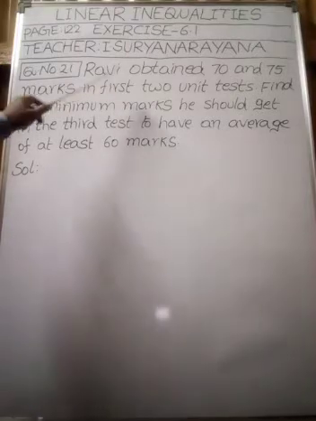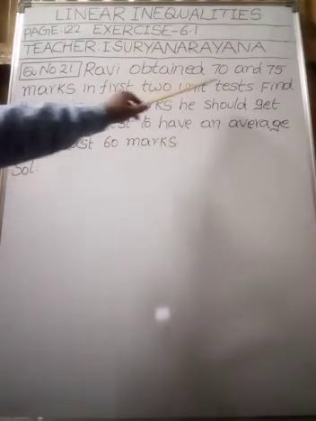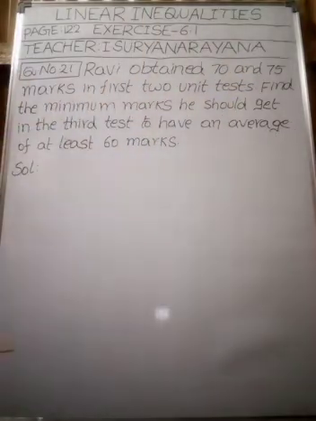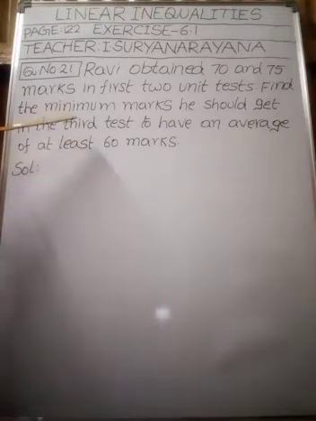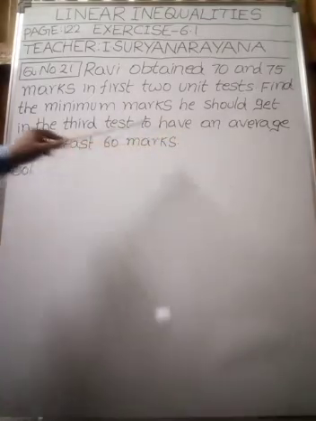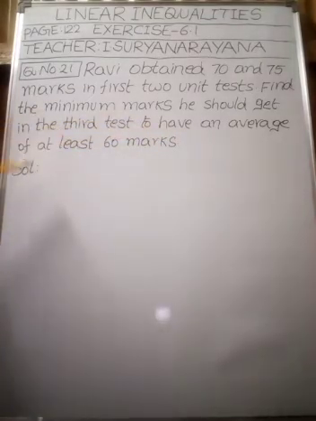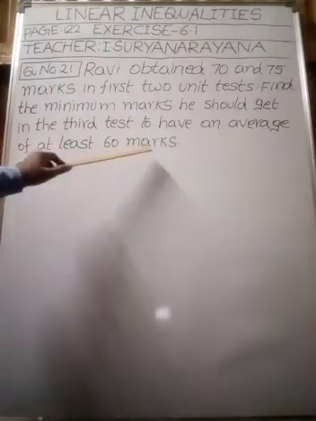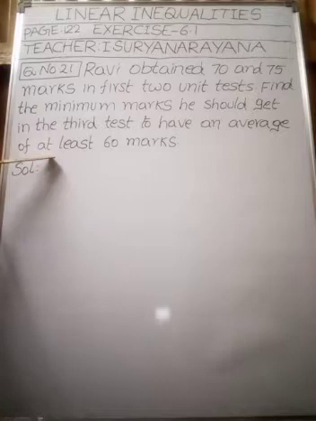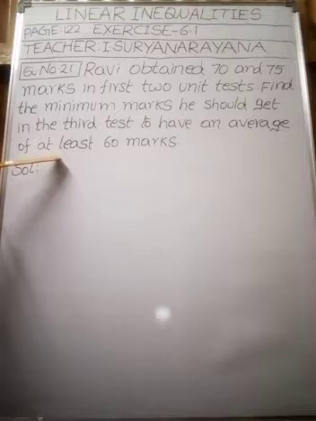He wrote two unit tests. He got 70 marks and 75 marks respectively in the first two unit tests. After that, we have to find the average of the three unit tests, but we don't know how many marks he got in the third unit test. But the average of the three unit tests should be at least 60 marks. Understood this word, my children? At least. In the concepts, I told you what inequality sign should be used for at least. Okay, my children?